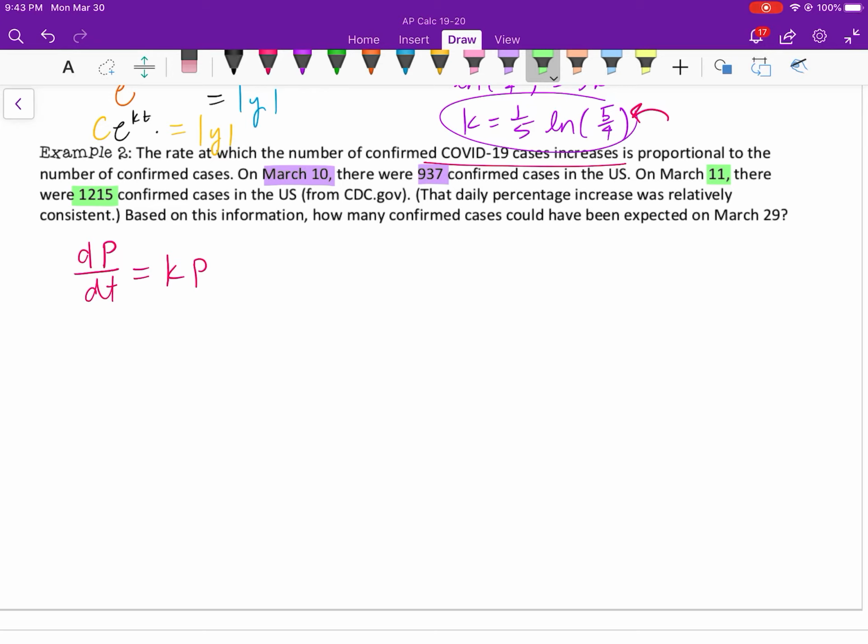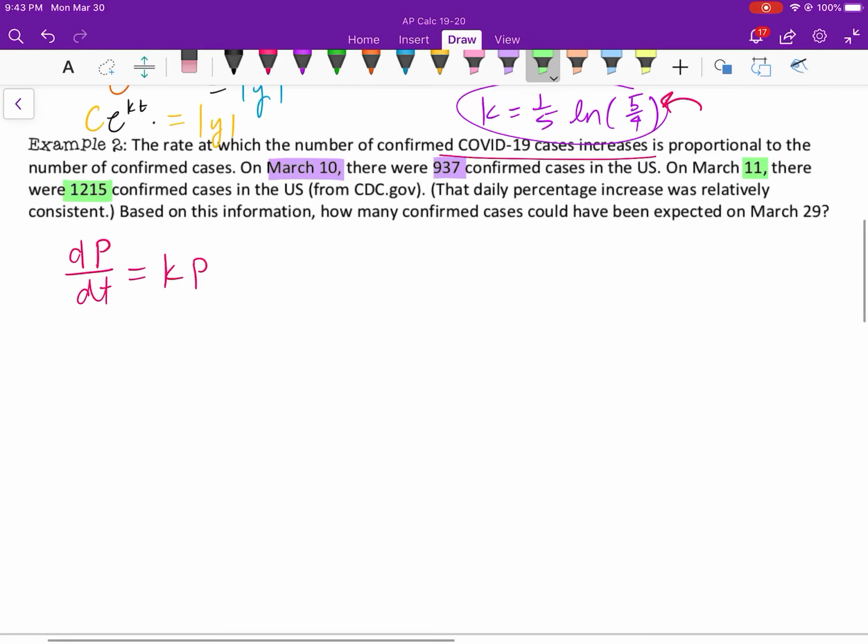So based on this information, how many confirmed cases could have been expected on March 29th? Know that I chose that date. Yes, it was a couple days ago, but that was the most recent information that I could get on their website. So let's talk about what sorts of predictions we can make using the model that we'll find here in a minute, and also how accurate that prediction may be.